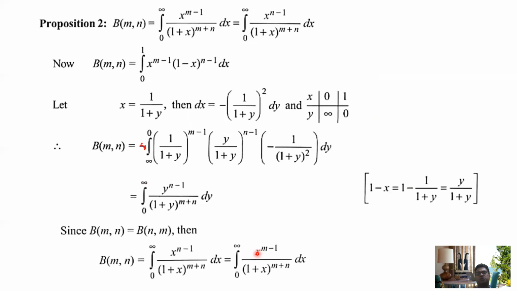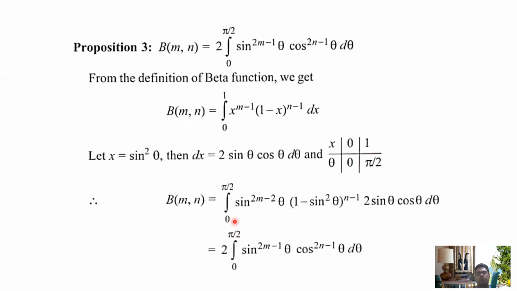Then another form is the integral from 0 to infinity of x to the power m minus 1 over (1 plus x) to the power m plus n dx, or the integral from 0 to infinity of x to the power n minus 1 over (1 plus x) to the power m plus n. This is also another form of the beta function. And another form is Beta(m, n) is equal to 2 times the integral from 0 to pi by 2 of sine to the power 2m minus 1 theta cos to the power 2n minus 1 theta d theta.